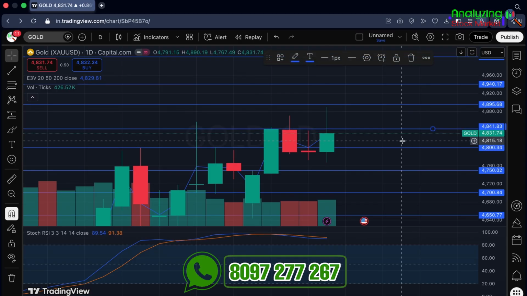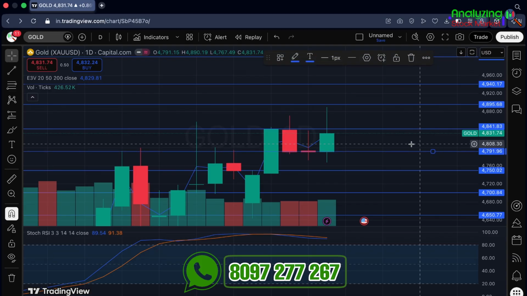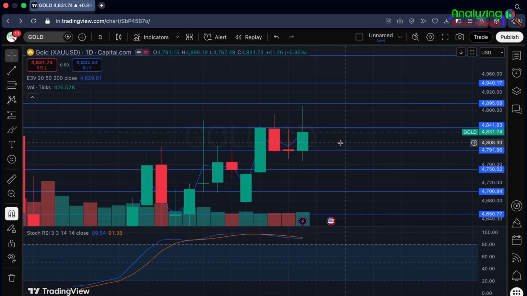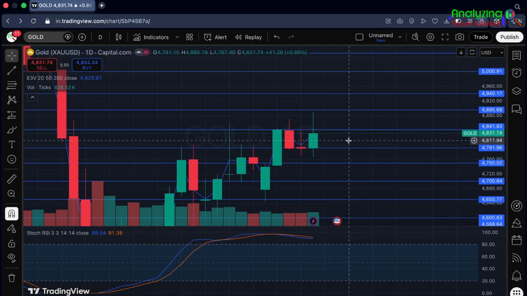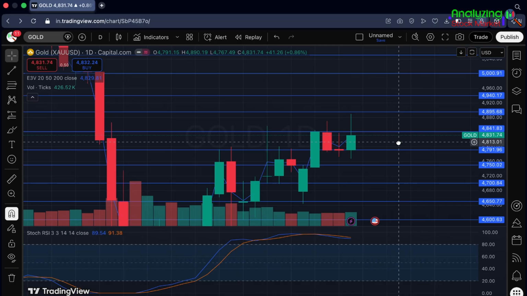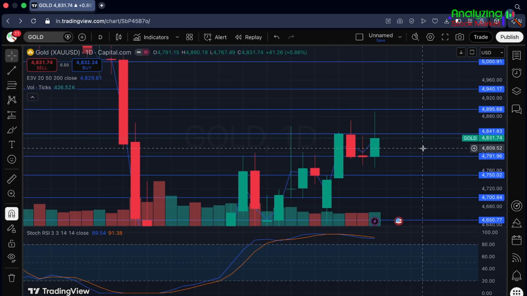Currently some important support zones and resistance zones are already marked, but there are some changes in the pattern during the previous week's momentum. So here I'm making the changes, and you can also make the same changes on your chart as well. Now let's talk about the closing first. Here 4831 is the closing.